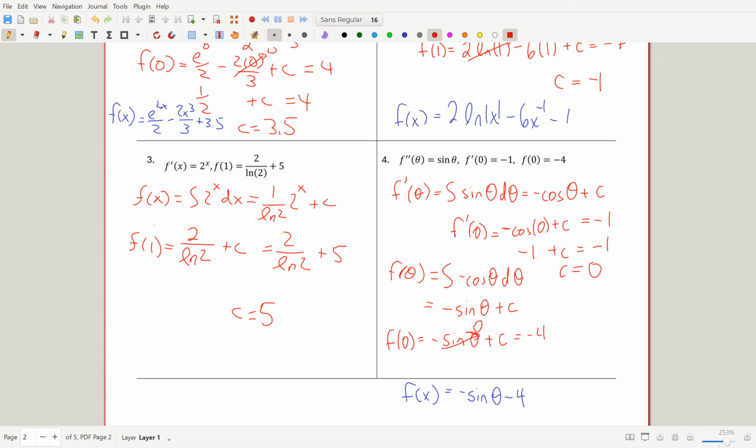I get it. Don't let me forget to write the thing. So f of x equals, where's my function? 1 over ln 2, 2 to the x plus 5. Awesome. That was a quick version.